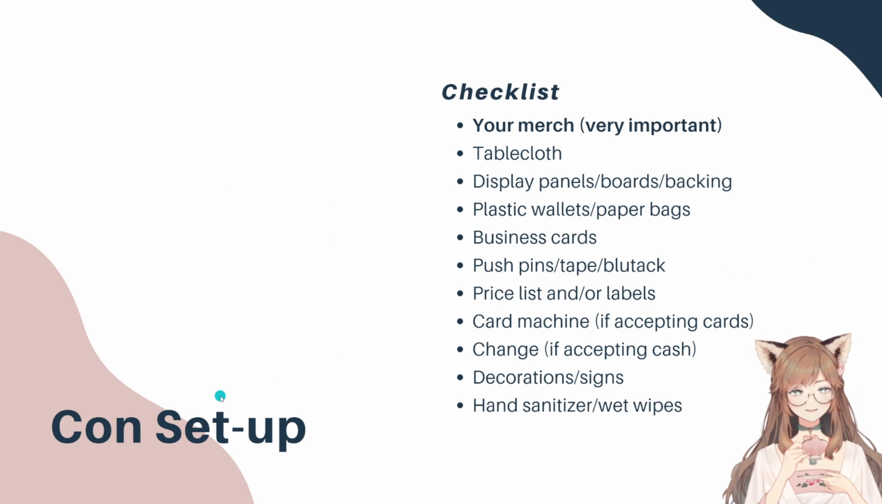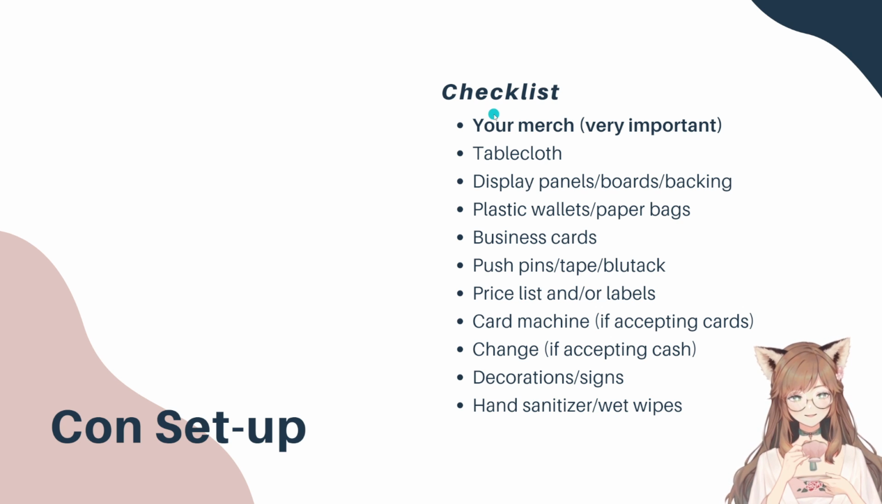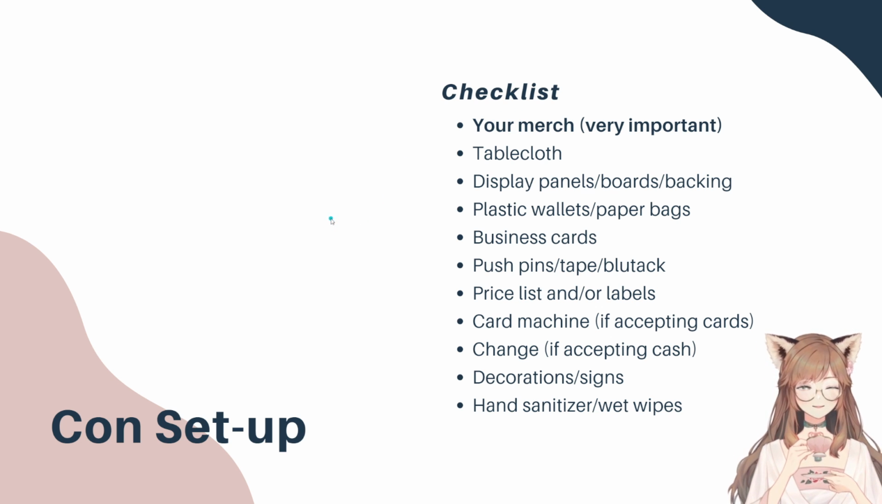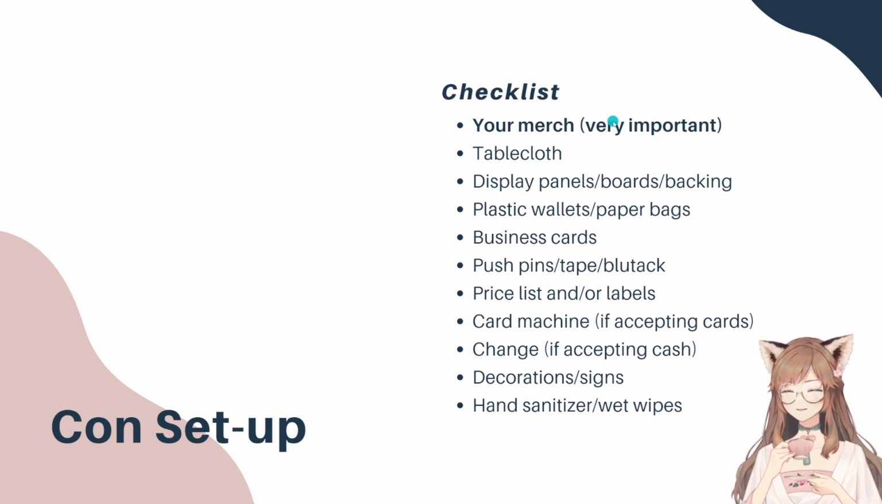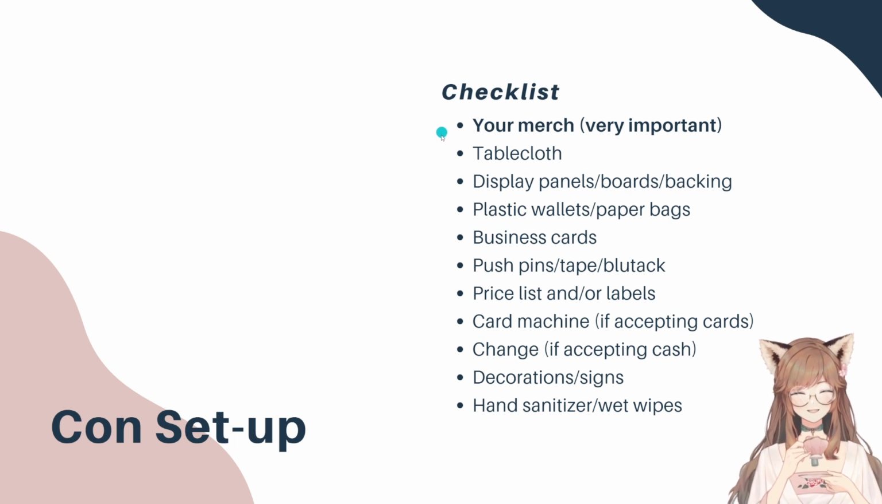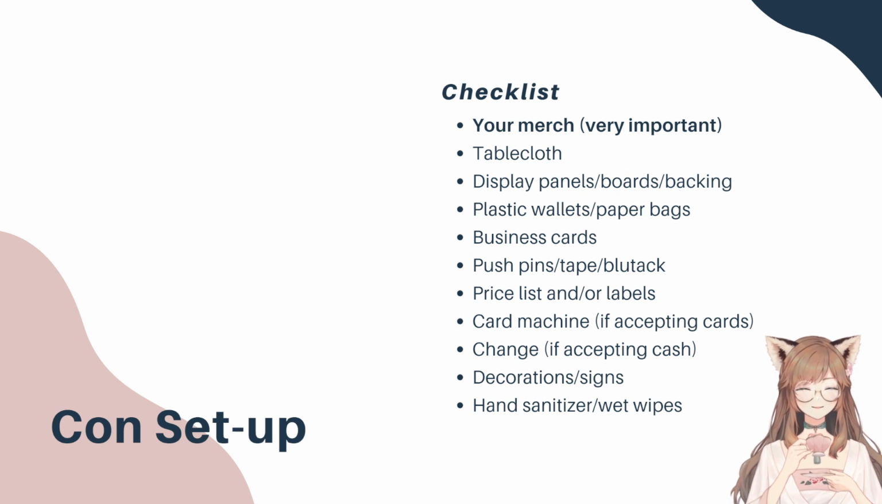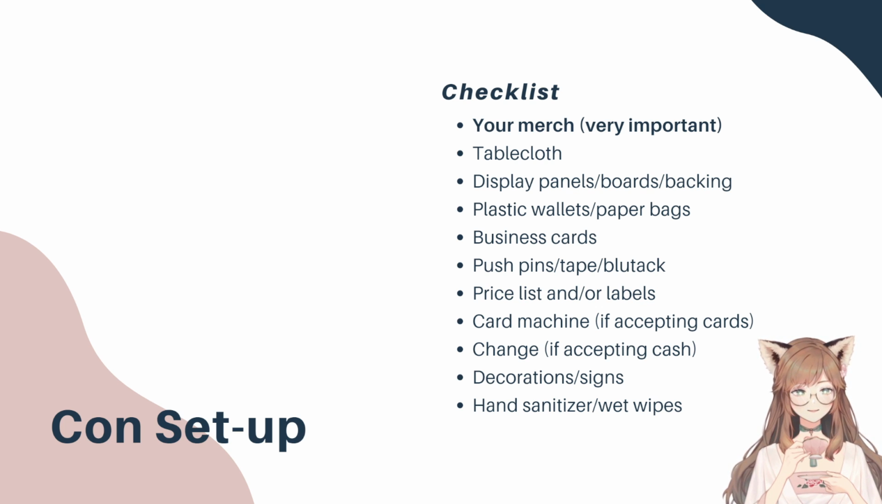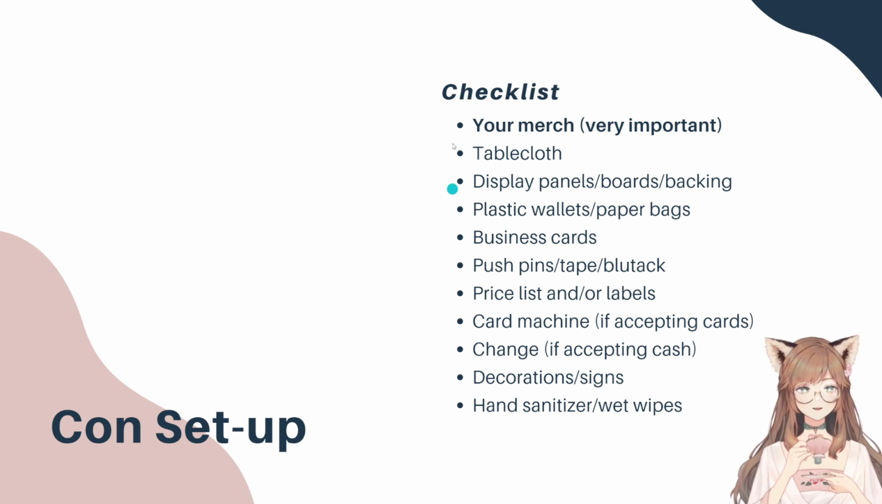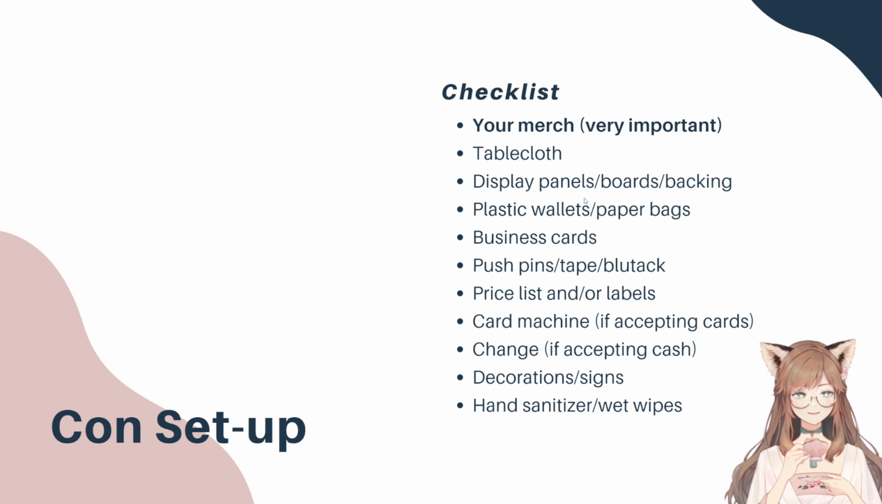Okay, your con is ready to be set up, and this is pretty much my checklist for things to bring. Of course, the merch, probably the most important thing. If you're gonna bring nothing, at least bring your merch. A tablecloth if you need it. Generally the cons will want you to have a tablecloth because it looks ugly if you don't and you just have a really crappy table. But it's also useful to hide the bottom of the table so that you can shove stuff underneath the table.